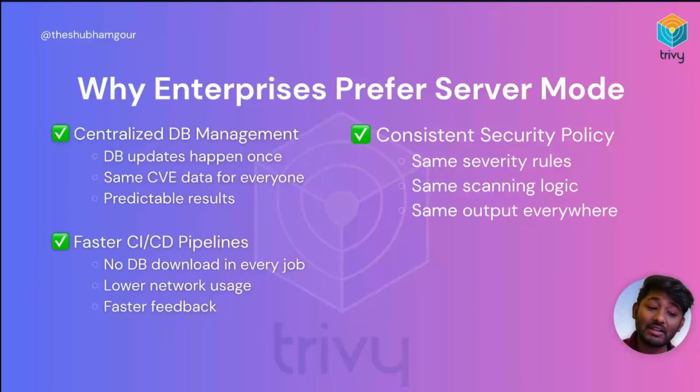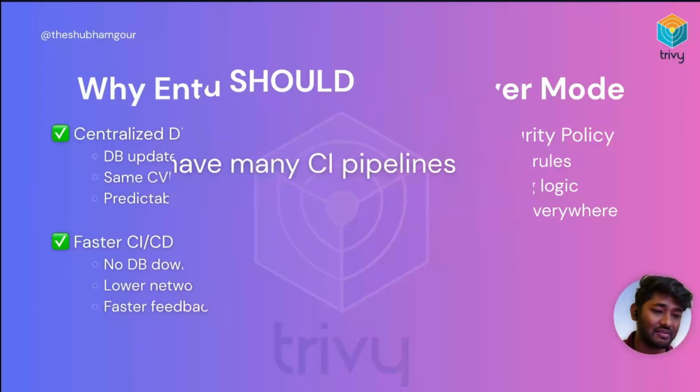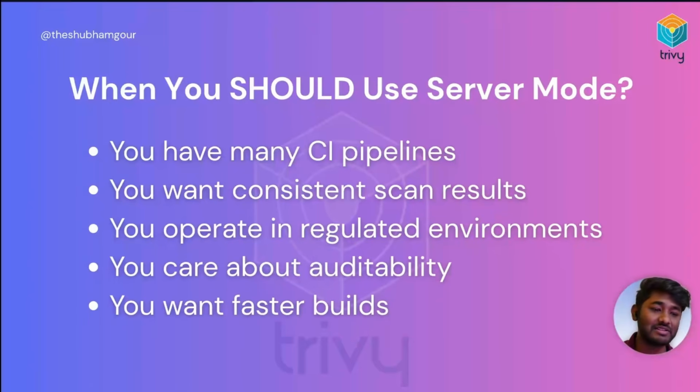Second, there will be a faster CI/CD pipeline, so no DB download in every job. There will be lower network usage, and the feedback would be faster. And the most important is consistent security policy. Everyone will have the same severity rules, the same scanning logic, and the same output everywhere. So that is why enterprises prefer server mode.